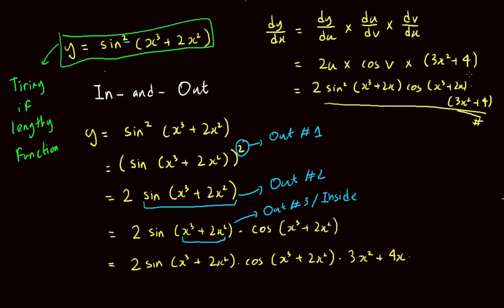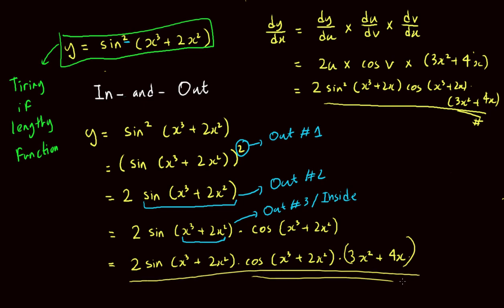So here I made a little mistake, actually. Sorry about that, guys. It's supposed to be 3x squared plus 4x. Okay, so yeah, you see, this is our final answer. It's actually the same answer, right? They're the same answer.